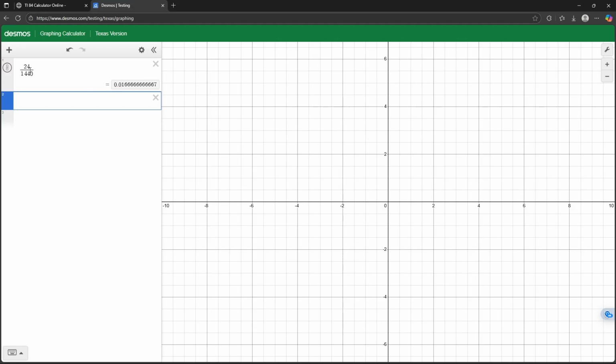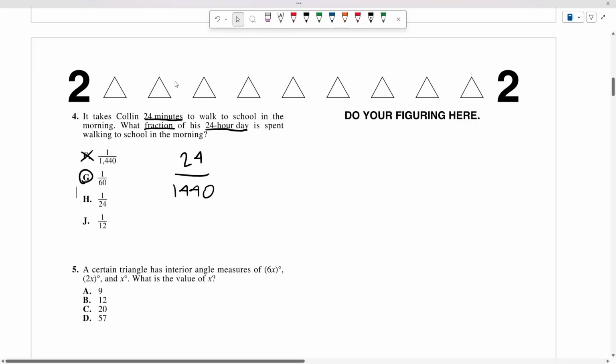Again, it's going to give you a decimal when you put this fraction in, so make sure you hit this little fraction icon on the left. That'll convert your decimal to a fraction in the most simplified form. Okay, so that one is 1 over 60.